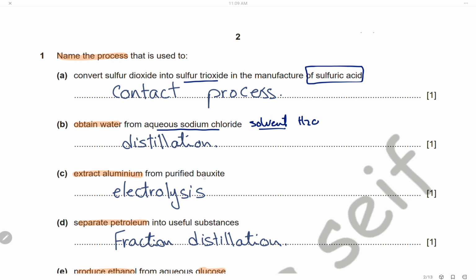Extract aluminium from purified bauxite. Bauxite is the ore of aluminium, and aluminium can be extracted from its ore by electrolysis. Separate petroleum into useful fractions. Petroleum is a mixture of hydrocarbons which can be separated by fractional distillation according to their boiling point.